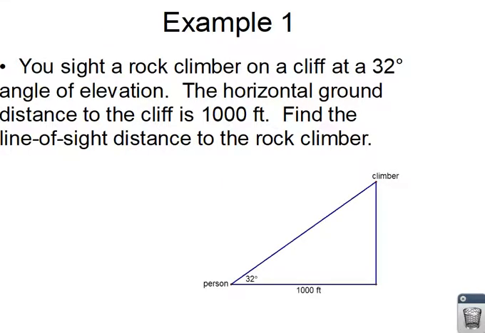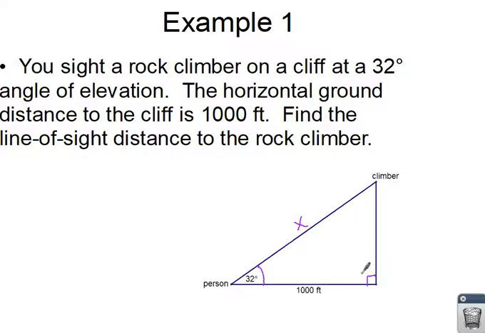Alright, so the first one, it says, you sight a rock climber on a cliff at a 32-degree angle of elevation. So 32 degrees is how far you look up to see the climber on the wall of the cliff. The horizontal ground distance to the cliff is 1,000 feet. So from you to the cliff is 1,000 feet. We're going to find the line of sight distance to that rock climber. So line of sight distance means from your eyes to the rock climber. So that's the hypotenuse that we're trying to find, because we're assuming that the cliff is a right angle.